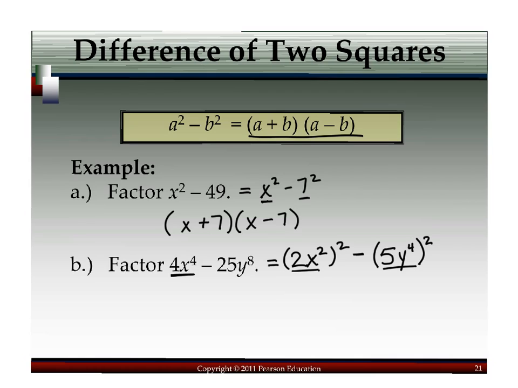Let's do that. So we're going to get 2x squared minus 5y to the 4th.